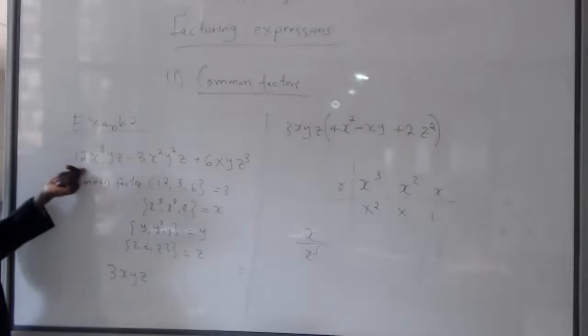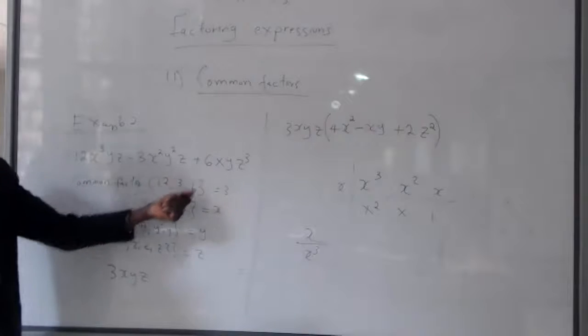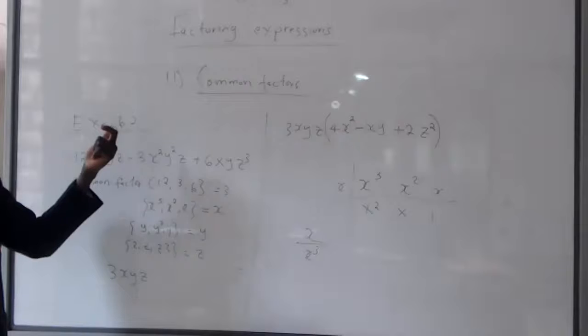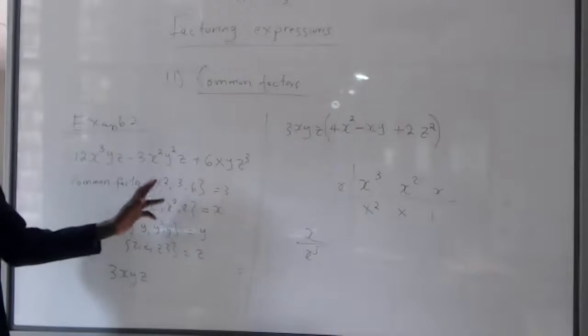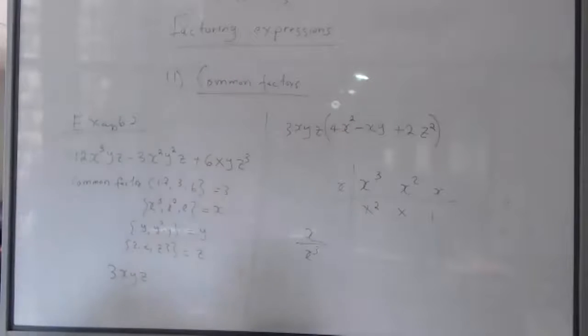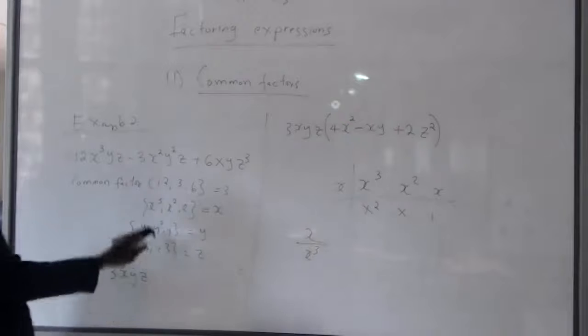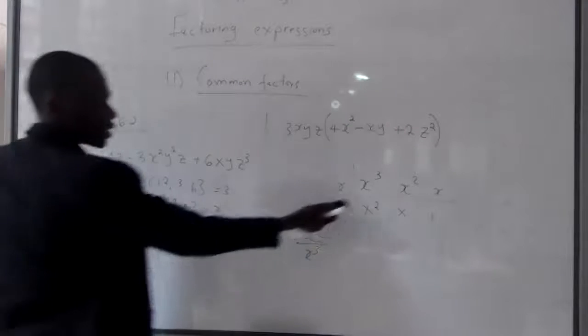The numbers in this case are 12, 3, and 6. And if you remember your GCD, the greatest common divisor or highest common factor of 12, 3, and 6 is just 3. Then you consider the terms involving x. So exponents of x cubed, x squared, and x. And the greatest common factor is just x, as you can see here.